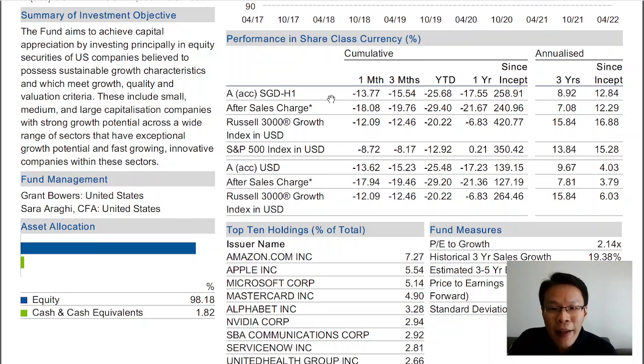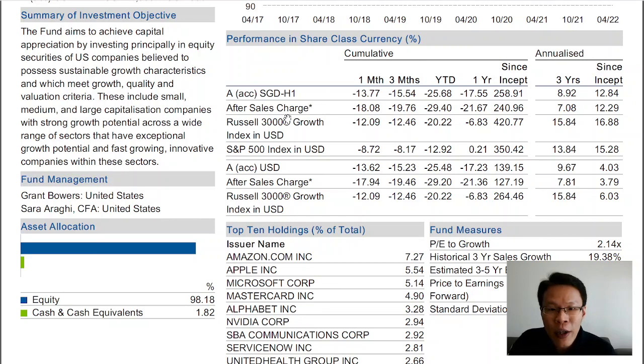Okay, 1 month data is negative 13%, 3 months negative 15%, and for the 1 year is negative 17.55%. Okay, so these are just data for you all to take note. Since inception, as you can see, is 258% in total return. Okay, annualized, for the past 3 years, it has performed close to 9% at 8.92%, and since inception, it has actually achieved above 10%. It's in the range of 12.84% per annum returns. Okay, so this is before sales charge.